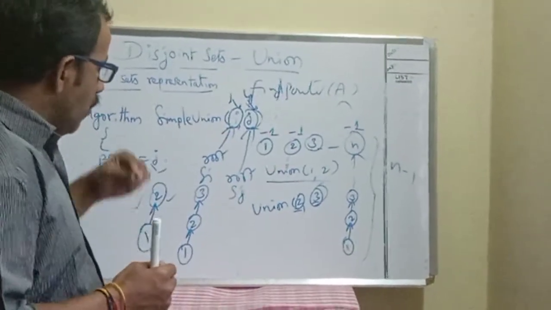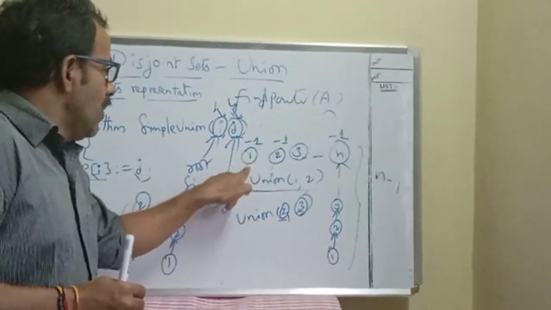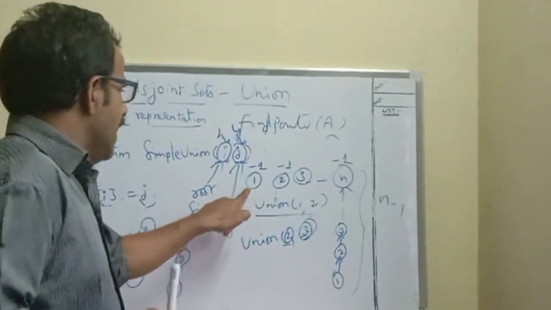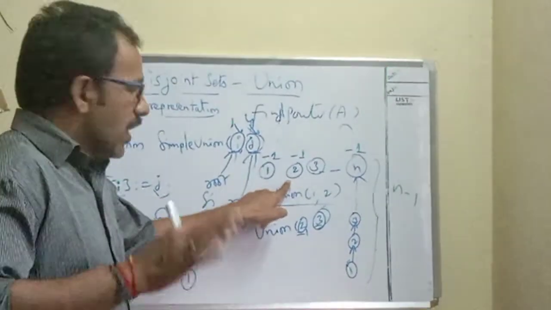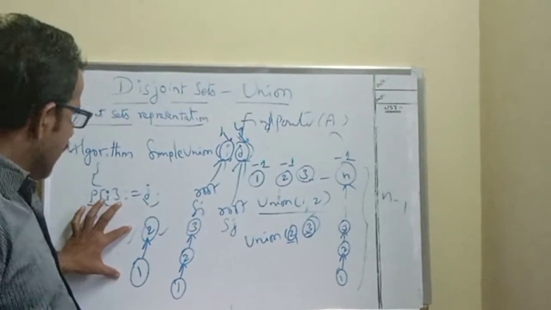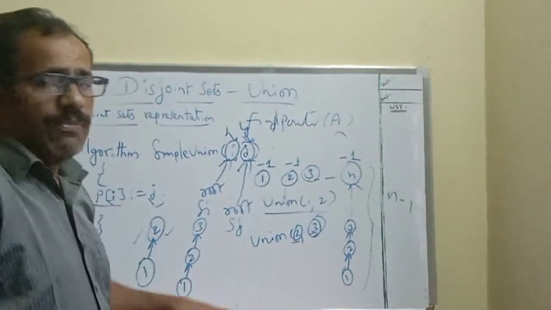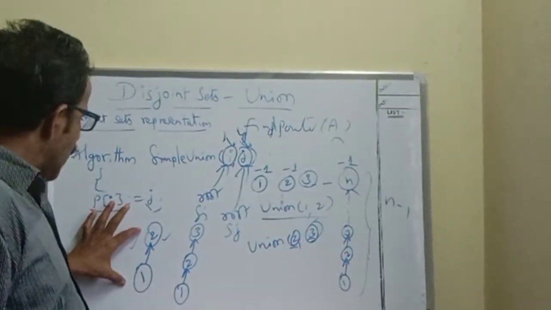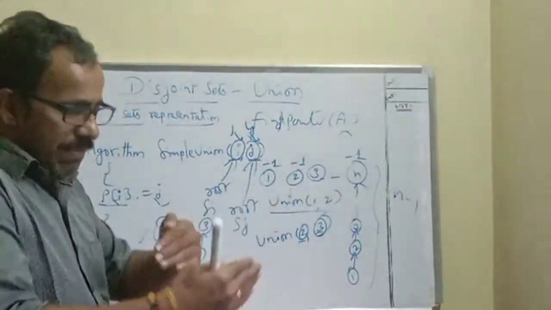If you assume like this, then union of 1 and 2, we are connecting 1 to 2. In union of 1, 2, now 2 is becoming the root node of this combined tree. Next, immediately call union of 2, 3, because 2 is the root node of this and 3 is the independent node. Immediately combine these two trees.